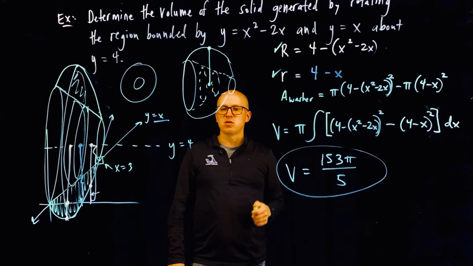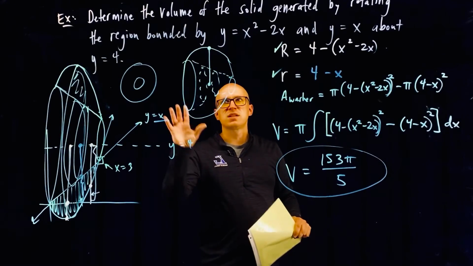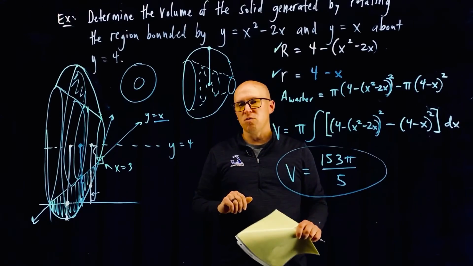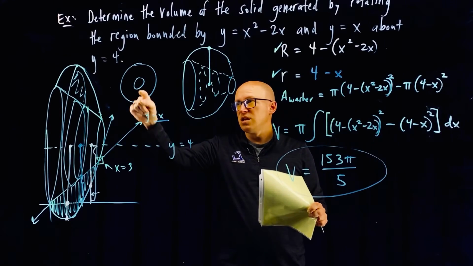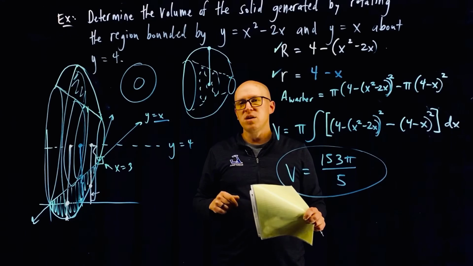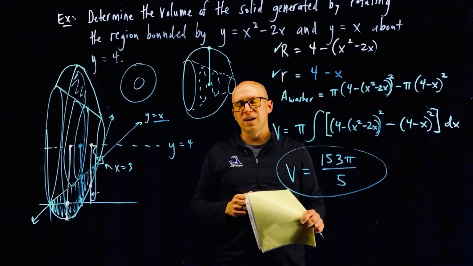Okay, again, your goal today is to find the volume of a solid generated by rotating around some sort of line using the washer method. And again, washer just means it's got a hole in the middle of my disk. All right, so that's all I have for the washer method. Go ahead on to the classwork for today, and good luck on those problems.